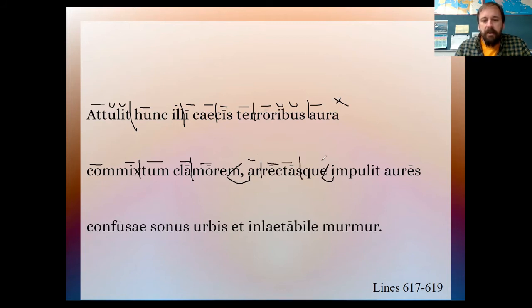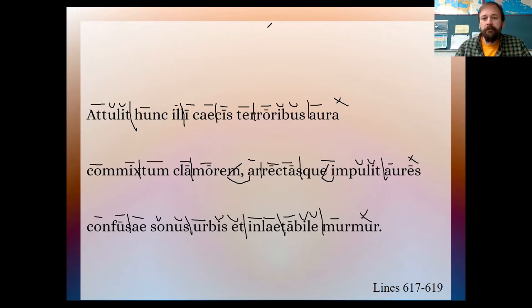Rectas impulit aures. Co mixtum clamora rectas quimpulit aures. That sounds pretty good with those elisions in there, to tell you the truth. Confusae sonus orbis et in laetabile murmur. Confusae sonus orbis et in laetabile murmur. Okay, that's how it would have been sung.